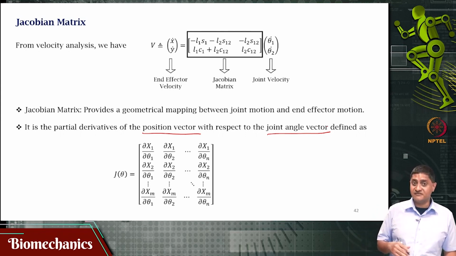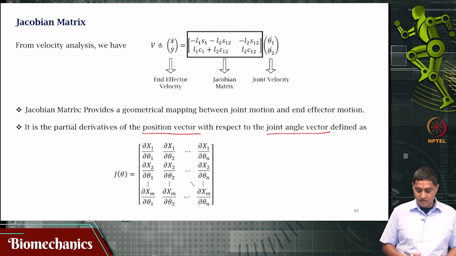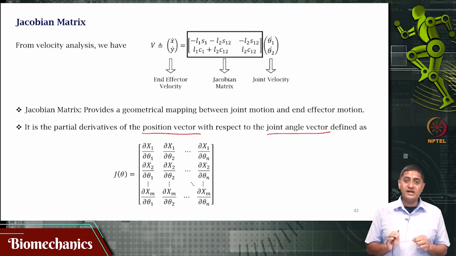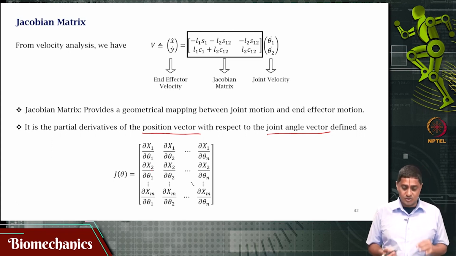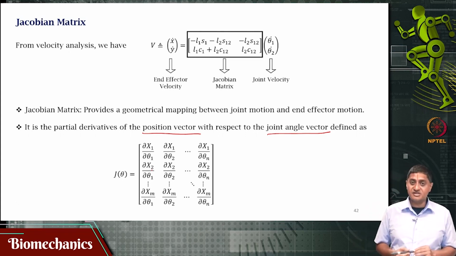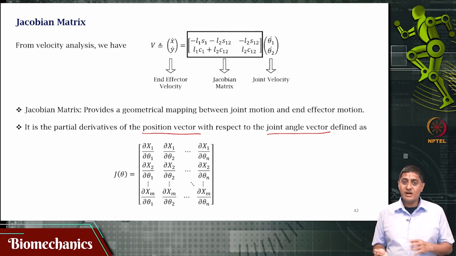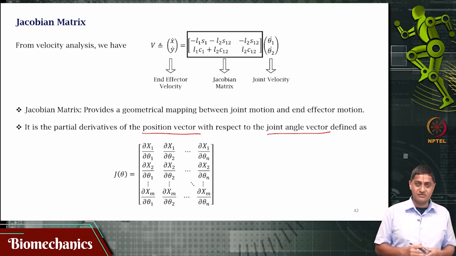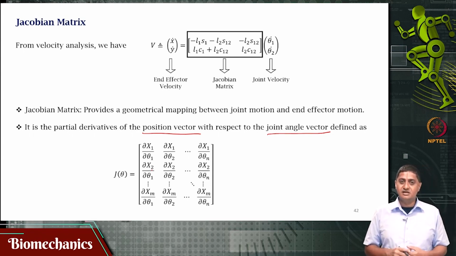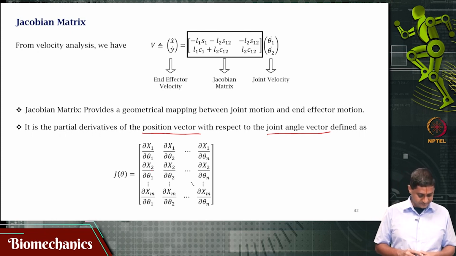The second row will start with ∂x2/∂θ1, so that is for the second x, and so on and so forth. This is purely dependent on configuration and not on θ1 dot and θ2 dot. It is a configuration matrix that is used for mapping between the joint motion space and end effector motion space. Very, very convenient use for this.